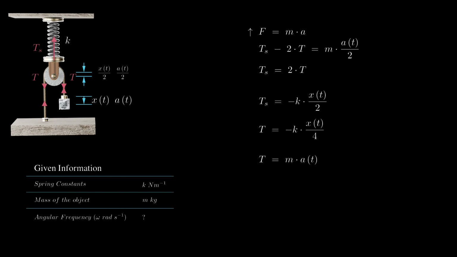We can substitute the expression for the tension in the rope, and represent it in this form. Interestingly, it closely resembles the expression for an object undergoing simple harmonic motion. By relating it to the standard format of the equation for simple harmonic motion, we can derive an expression for the angular frequency.